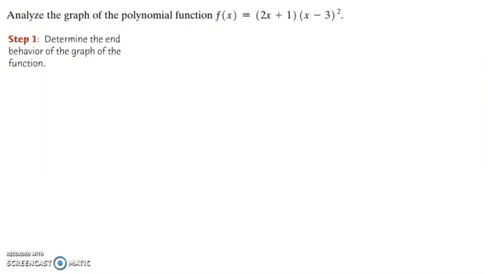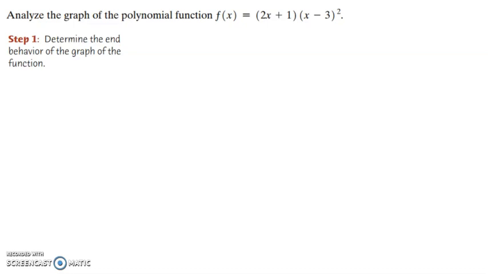So for this problem, we're going to be working with the function f of x equals 2x plus 1 times the quantity x minus 3 squared. And the first step here is we're going to be taking a look at the end behavior of the graph of the function. And in order to do that, we want to go ahead and multiply this function out.